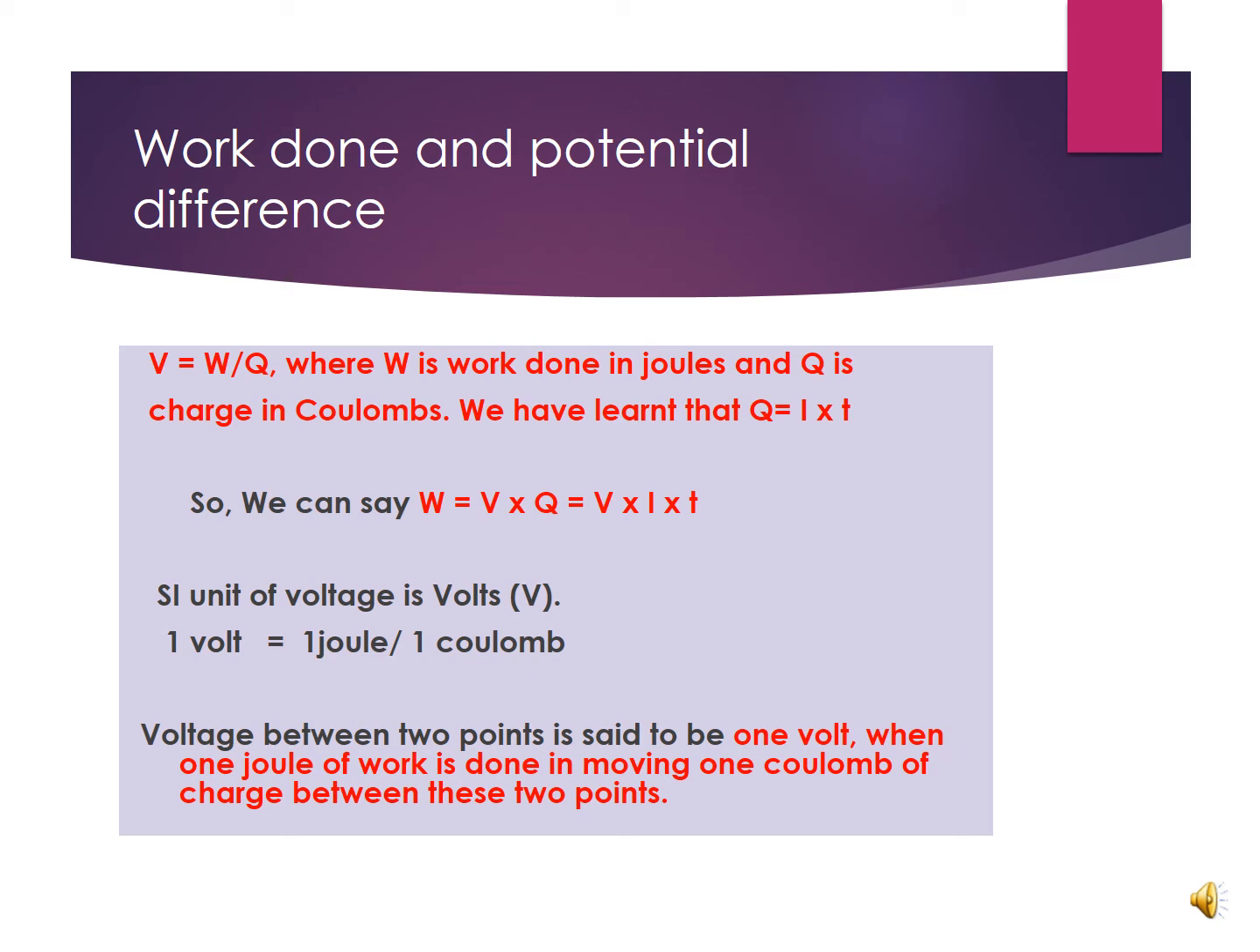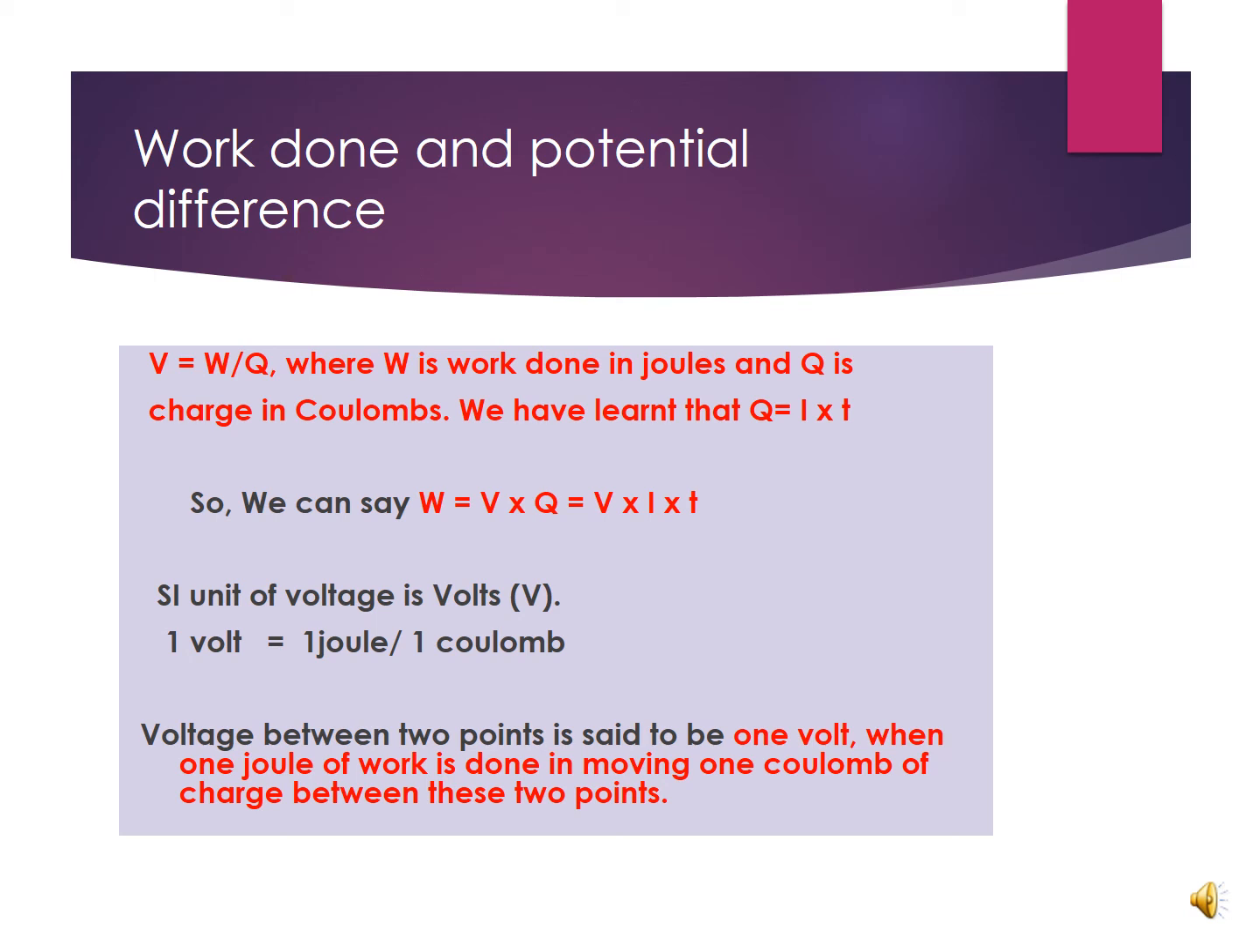Just now we got to know V stands for potential difference. So V is equal to W by Q. It is a general formula relating three quantities: potential difference, work done and charge. So we can say W is equal to V into Q.